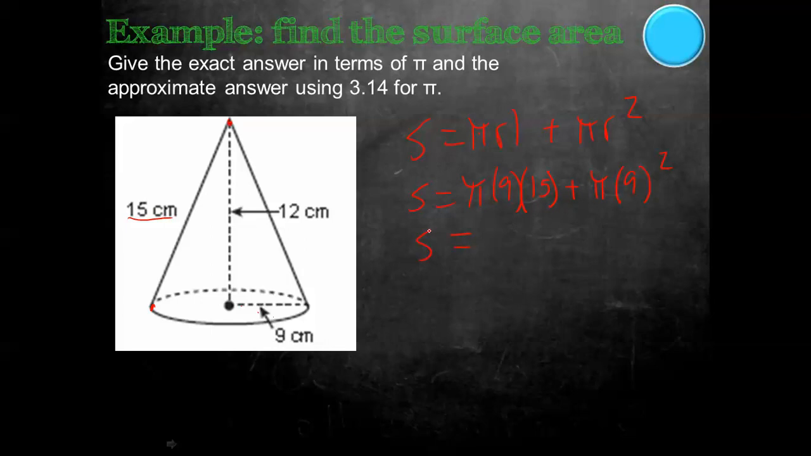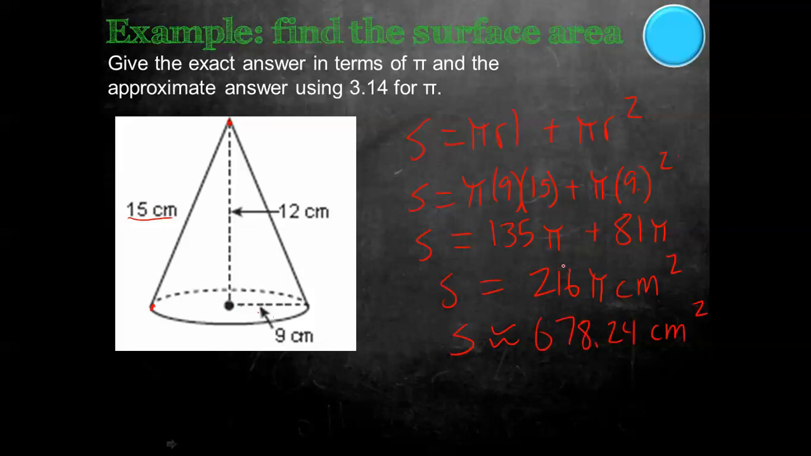So now we're going to take 15 times 9, and that's going to give us 135 pi. 9 squared is 81, so we have 81 pi. So we're going to add 135 and 81, which is going to give us 216 pi centimeters squared. So that's our exact answer. And then our approximate answer, we would take 216 times 3.14, which would give us 678.24 centimeters squared.